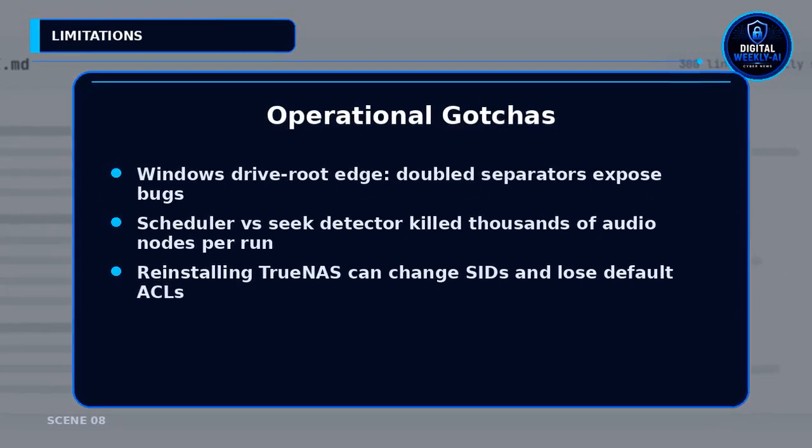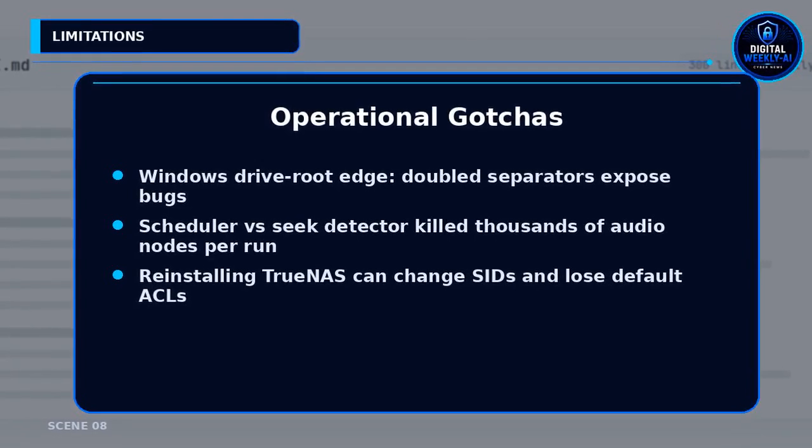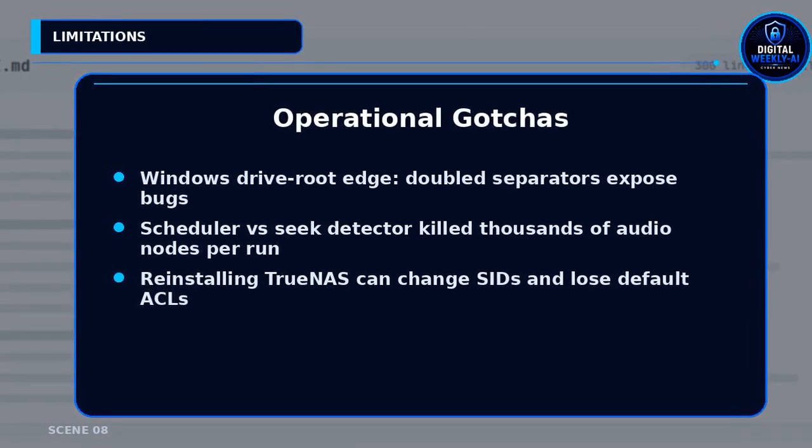Limitations and gotchas. A doubled separator in a Windows drive root path created strings that broke consumers. Two correct subsystems interacting badly can produce catastrophic behavior. An audio scheduler's look-ahead and a seek detector canceled thousands of audio nodes per run. A TrueNAS reinstall restored services but produced new Windows SIDs and missing default ACL entries. Snapshot system config before major changes and add specific edge tests.